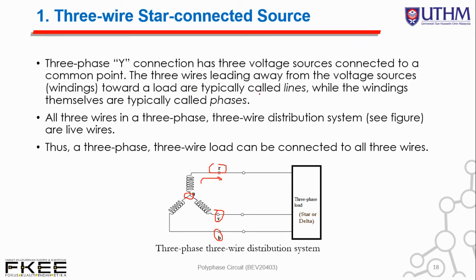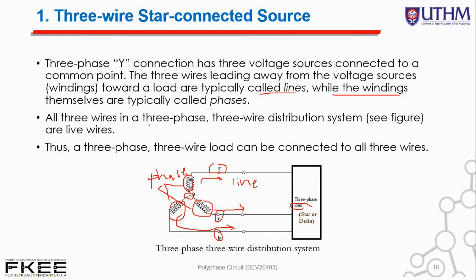The wires away from the winding are typically called lines. So this is all called line because it is leaving the winding, the coil, heading to the load. While the windings themselves are typically called phase. So all these 3 coils or all these 3 windings are basically called phase.